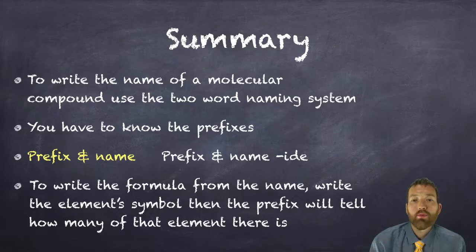And to write the formula from the name, write the element symbol, then the prefix will tell you how many of that element there is, and then you just write it down. But remember, this by itself is pretty easy. Where this gets challenging is when we jumble all these questions together. You really need to slow yourself down in this chapter and stop and think, is this an ionic compound? Do I have a metal and a nonmetal? If so, then you use the ionic naming system. If this is a molecular compound and you have 2 nonmetals, then you need to use your prefixes.